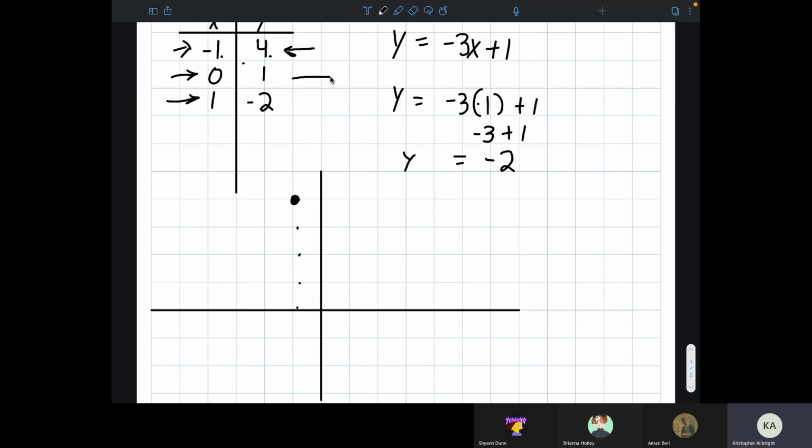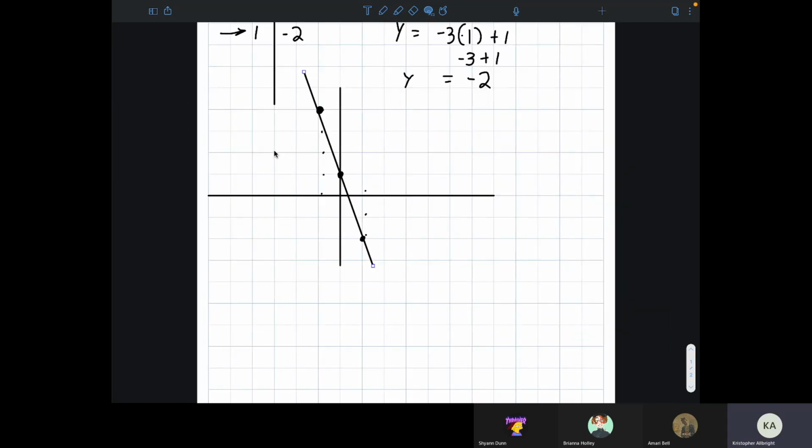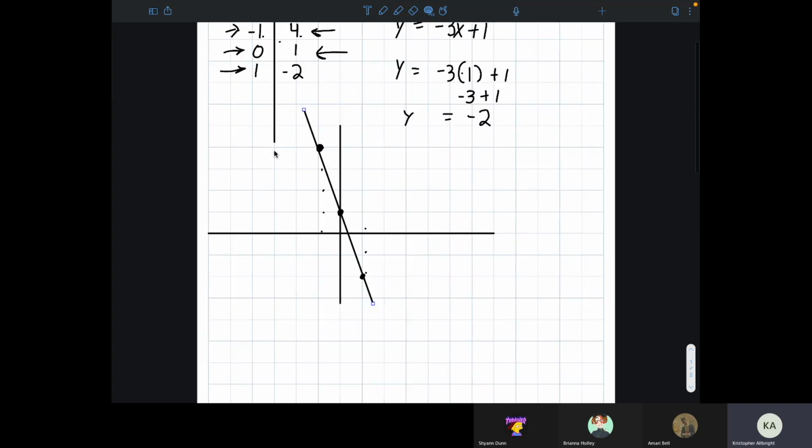So now we are plotting 0, 1. So left and right, 0, up 1. So right here. And then 1, -2. So over 1, down 2. So we put it right here. And now we draw a line through these guys. My lines aren't great, but there we go. So that's what our line's going to look like, and it should pass through all 3 of them.